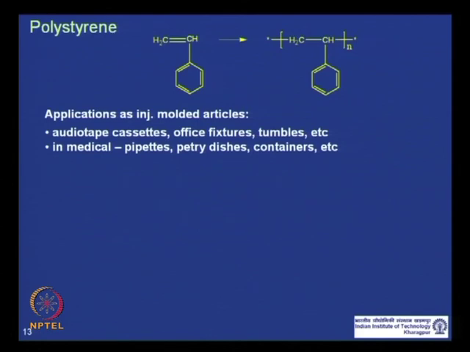Very, very common applications of polystyrene are audio tape cassettes, office fixtures, tumblers, and medical uses, because styrene has an aromatic backbone, which is stable on irradiation. So, medical equipment is typically sterilized by high energy radiation, like gamma rays. So, polystyrene is used for medical applications like pipettes, petri dishes, medical containers and so on.